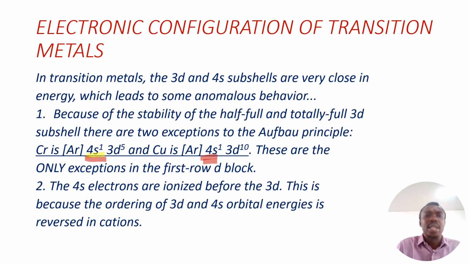These are the only exceptions in the first row d block elements, which are the transition elements. The second anomalous behavior is that the 4s electrons are ionized before the 3d. So electrons leave both the 4s and the 3d, but the electrons leave the 4s before the 3d. That is why we say transition elements have variable oxidation state. They can easily change their oxidation state.